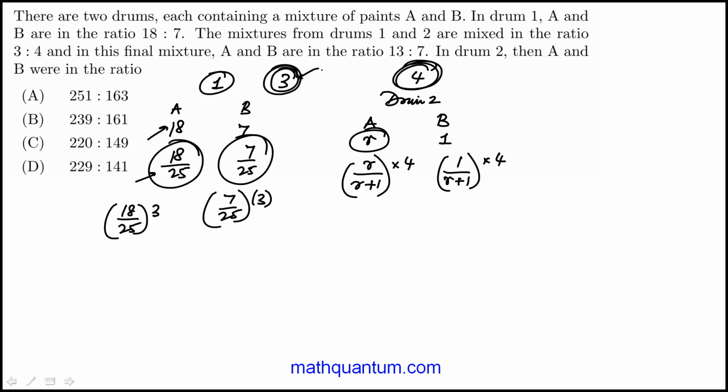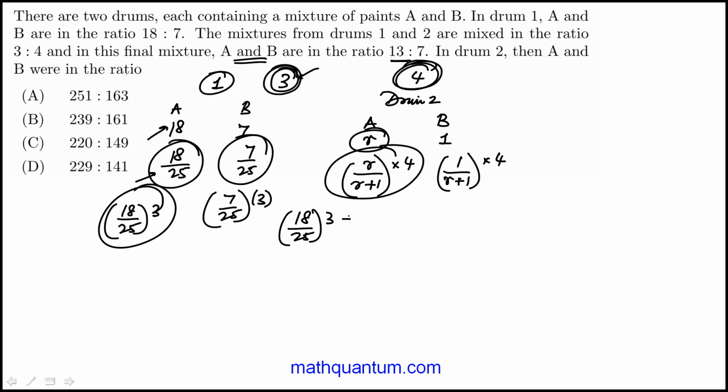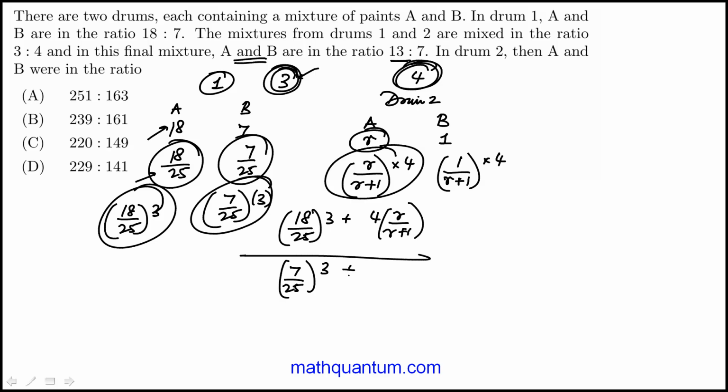So now I can write that in the final mixture, A to B is 13 to 7. So A is these two added up. There's a bit of algebra here. 4 times R over R plus 1, divided by the amount of B, plus 4 times 1 over R plus 1, and that's 13 to 7.